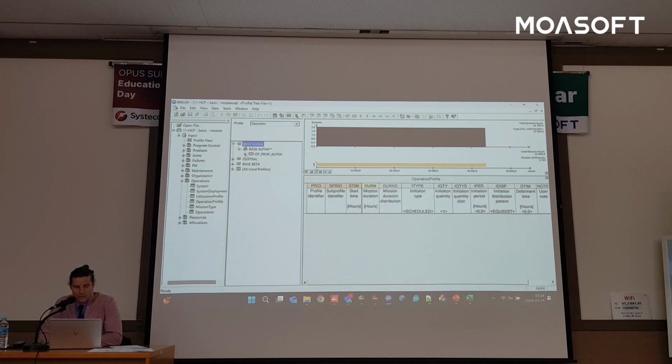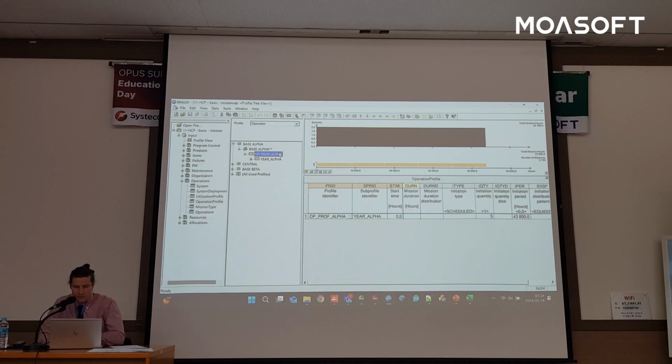We start with alpha base on the first level here, and as I said, it's built up iteratively. So we start with this profile, the OP, for operational profile for alpha, and it's built up by the year alpha profile. So it's layer by layer we build up the profile. The year starts at time 0, and we will do 5 of them because the total scenario length here is 5 years, just like we did with optimization yesterday.